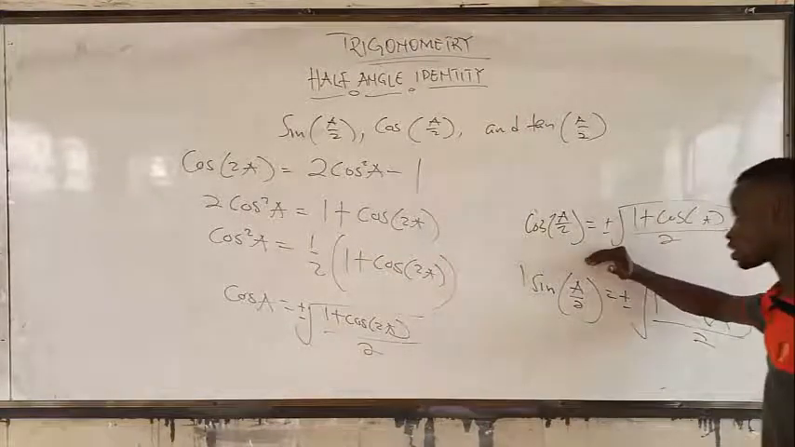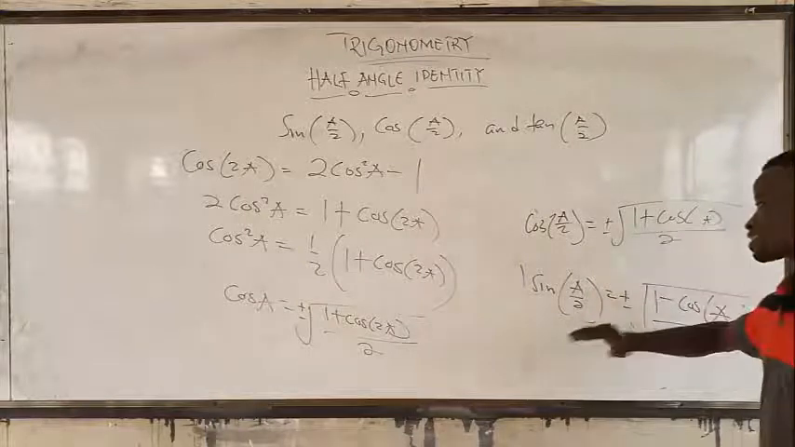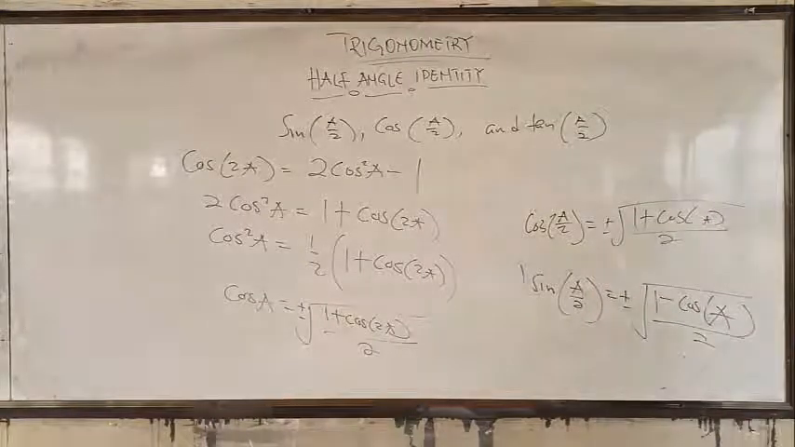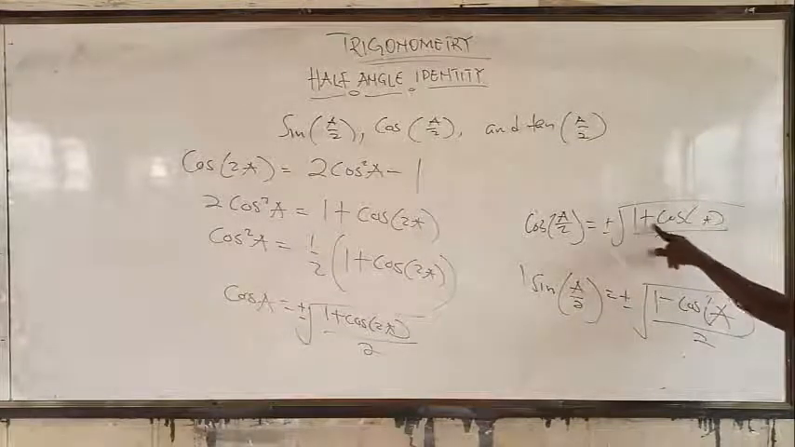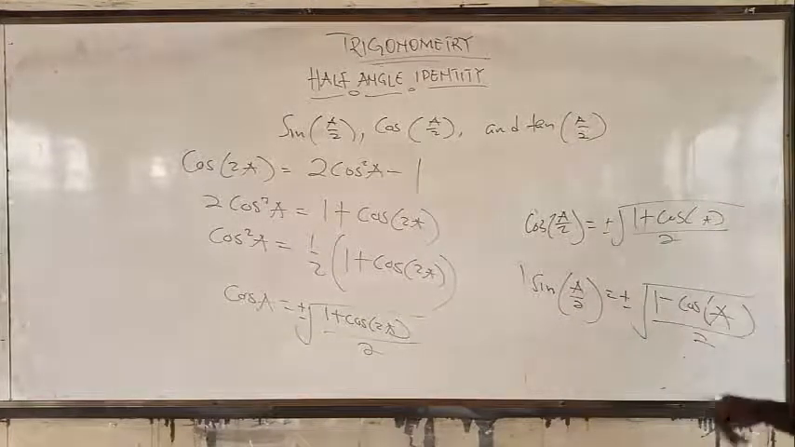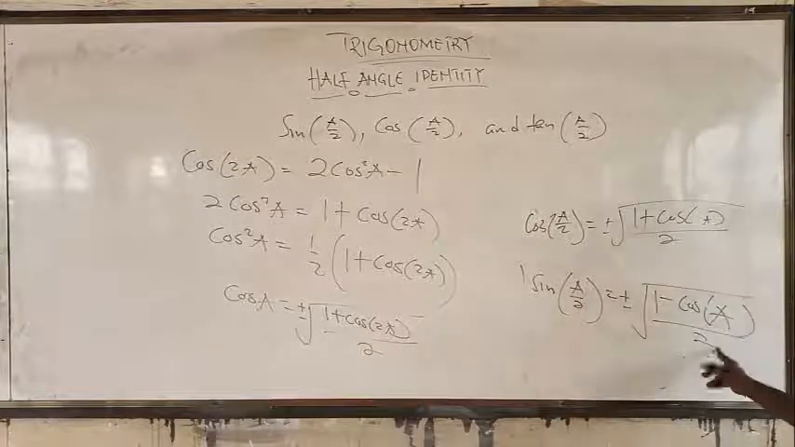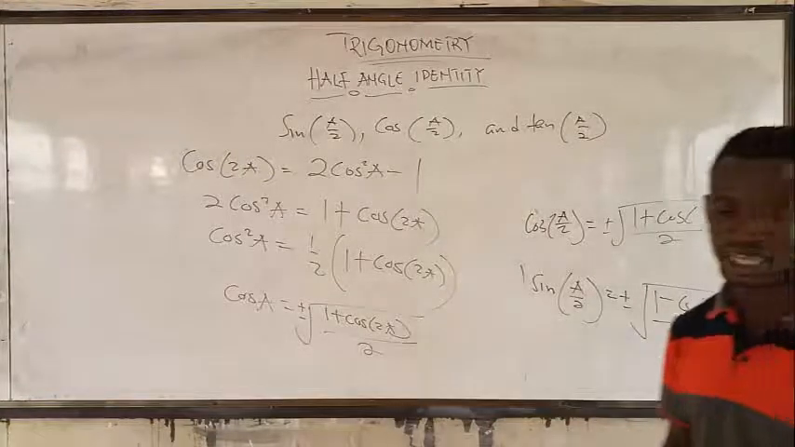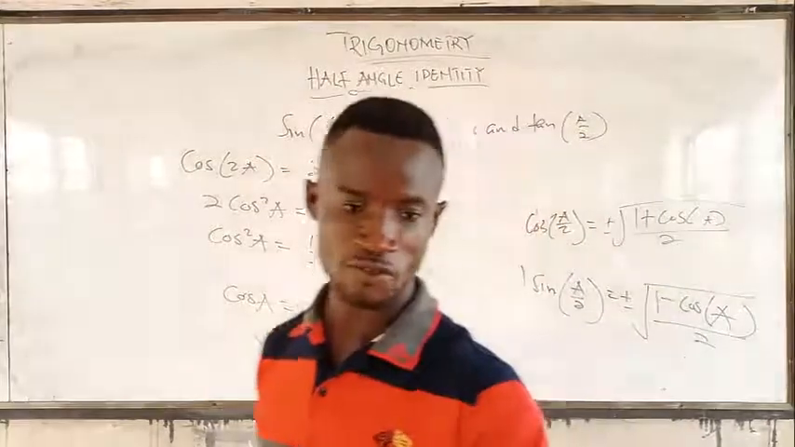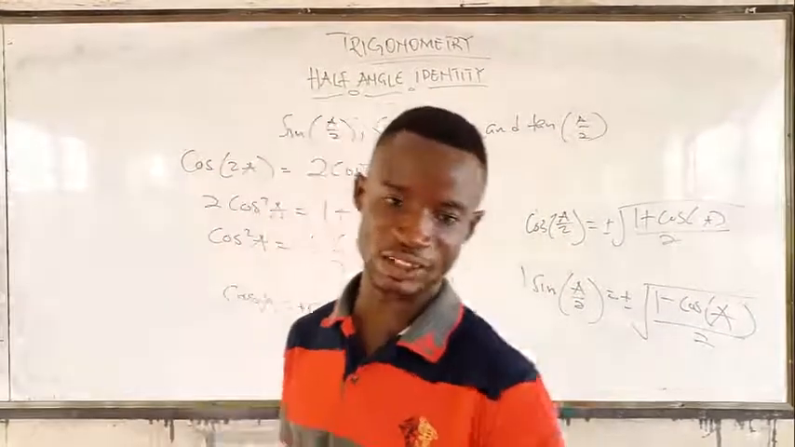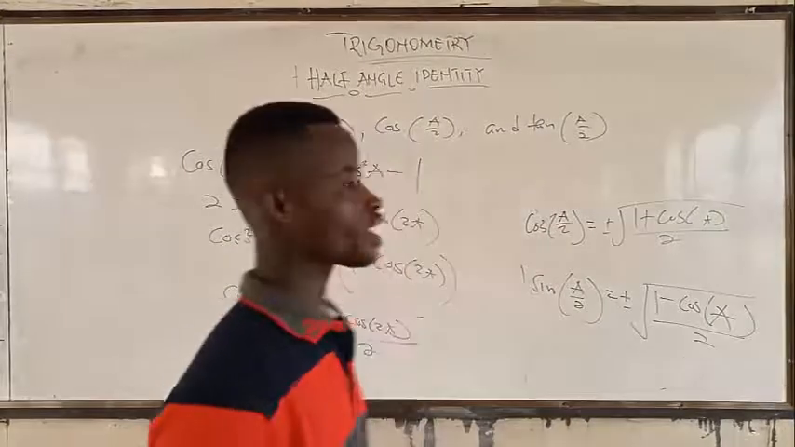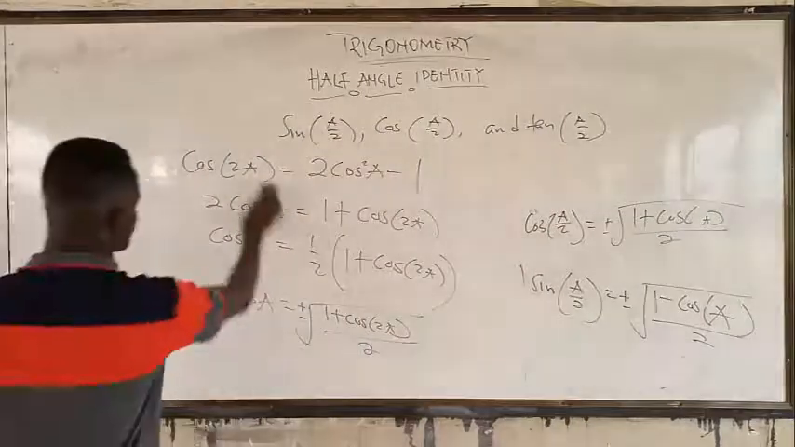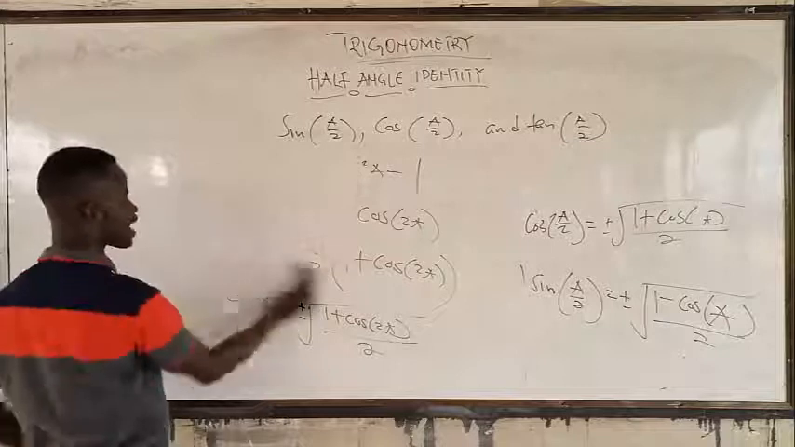So that is for cos and that is for sine. What is the difference between this and this? 1 plus, 1 minus. That is the difference, because this and this are the same, and it's all having a denominator of 2. Very good. So let's go for the last one, which is tan. So that is how we prove it.